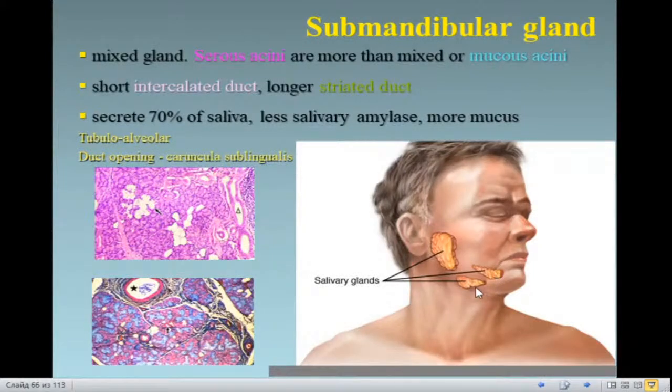Submandibular gland is a mixed gland. It has a short intercalated duct and a longer striated duct, and it secretes only 70% of saliva. All the remaining part is salivary amylase and more mucus. It's a tubular alveolar gland, as you can see here, alveolar and small tubes. The opening is at the caruncula sublingualis on both sides of the frenulum linguae.